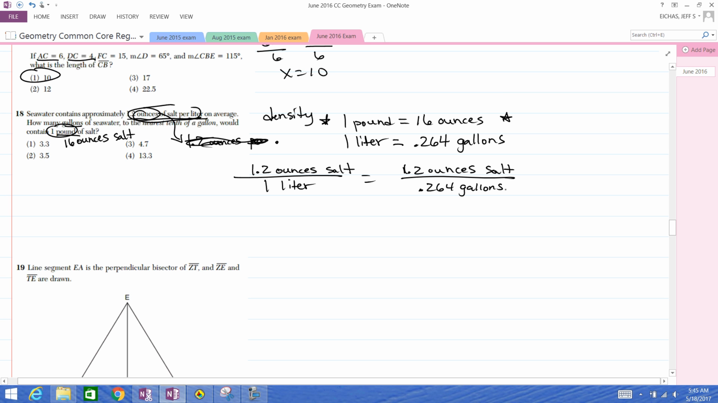Okay. Now they want to know how many gallons there'd be in 1 pound of salt. Okay, so here's what we can do. We'll come back down over here. We'll take this conversion, and what we'll do is we'll say instead of 1 pound, it's going to be 16 ounces salt, but we don't know how many gallons. All right, and that'll work for us. Now we can just cross multiply.